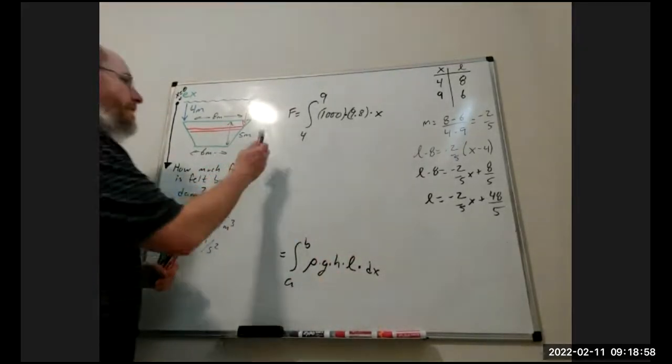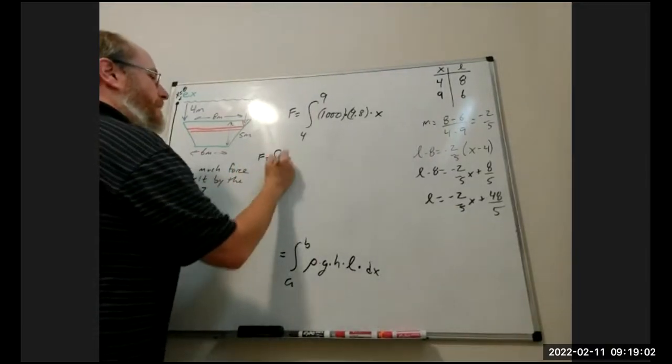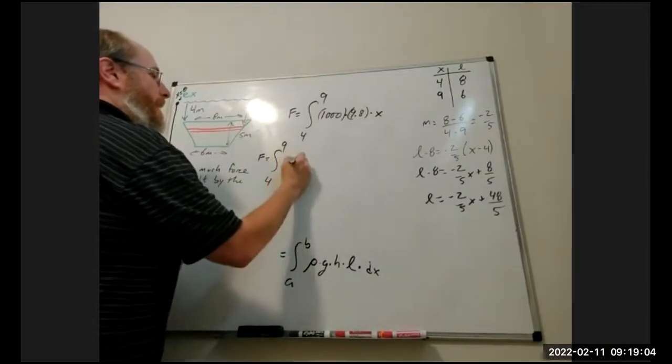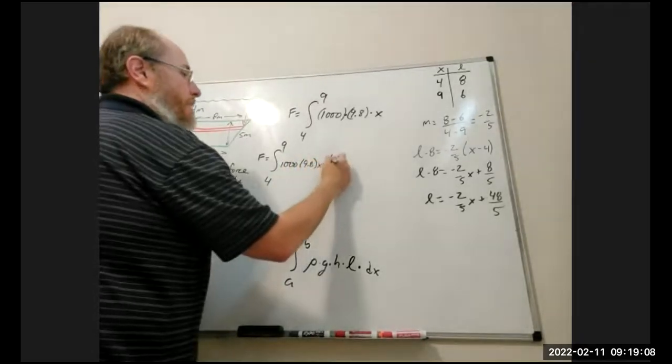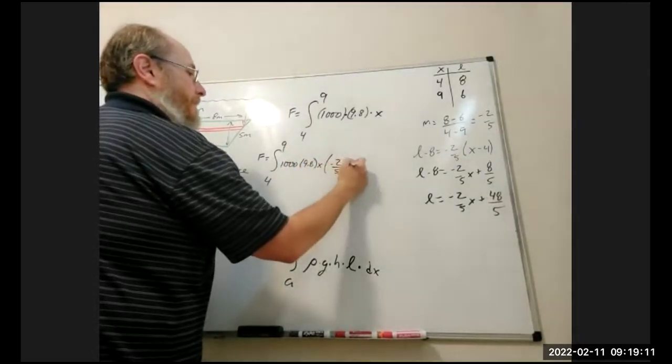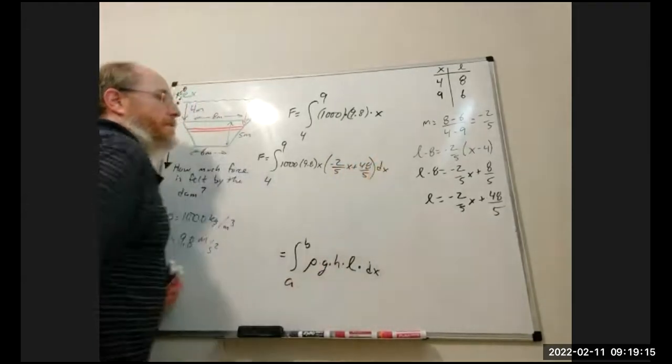So I've conveniently run out of space there. Let me write this again. So F equals integral from 4 to 9. We've got 1,000 times 9.8 times x times minus 2/5 x plus 48/5 dx.